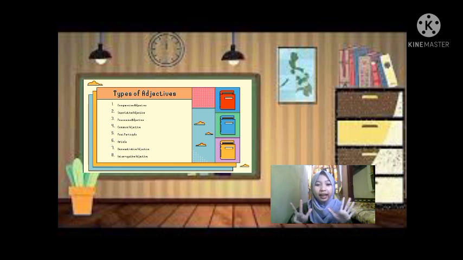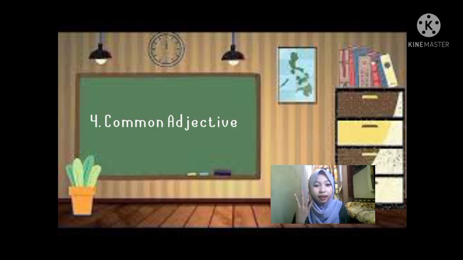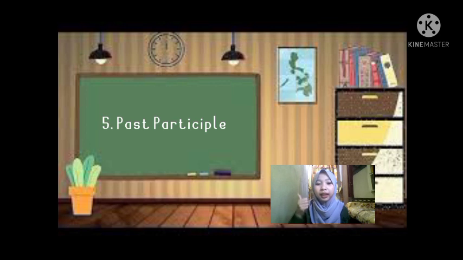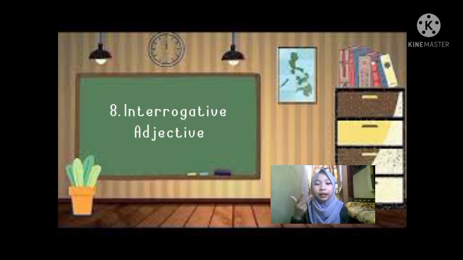Next, types of adjective. There are 8 types of adjective. The first is comparative adjective. Second, superlative adjective. Third, possessive adjective. Fourth, common adjective. Fifth, past participle. Sixth, article. Seventh, demonstrative adjective. Eighth, interrogative adjective.